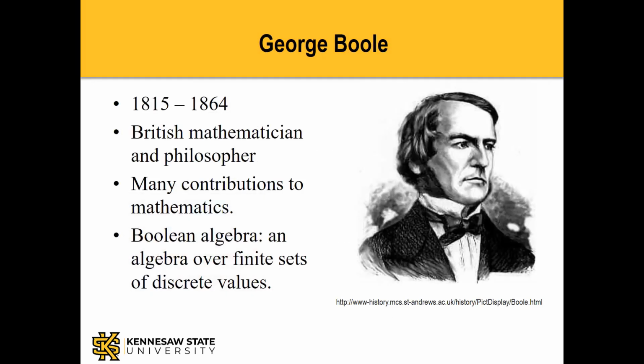introduce someone else. This guy who looks like his teeth hurt is George Boole. Boole was a British mathematician and philosopher of the 19th century. He made a number of contributions to mathematics. An important one, and the one that's interesting to us today, is the Boolean algebra. That's an algebra over finite sets of discrete values. Man, a couple of big words. Finite means I can list all the values in a set, and discrete means that the variables have distinct values like true and false, or the counting numbers, rather than continuous values like real numbers.